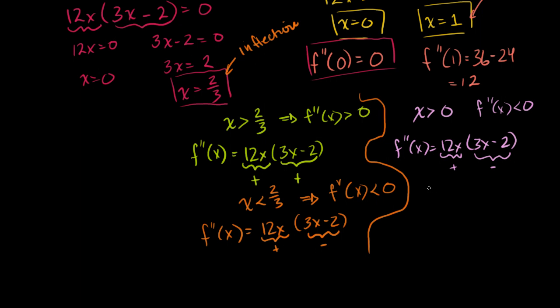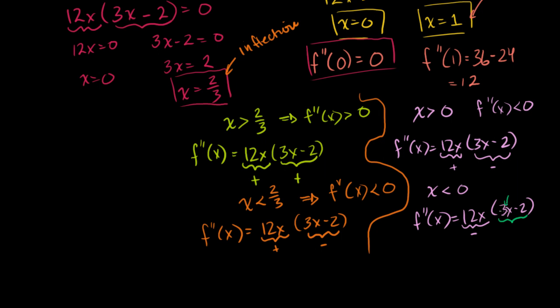Now let's see what happens when x is just barely less than 0. So once again, the second derivative of x is equal to 12x times 3x minus 2. Well, if x was minus 0.1 or minus 0.001, no matter what, this expression right here is going to be negative. The 12x, you have some negative value times 12, it's going to be negative. And then what's this going to be? Well, 3 times minus 0.1 is going to be minus 0.3. Minus 2 is minus 2.3. You're definitely going to have a negative.